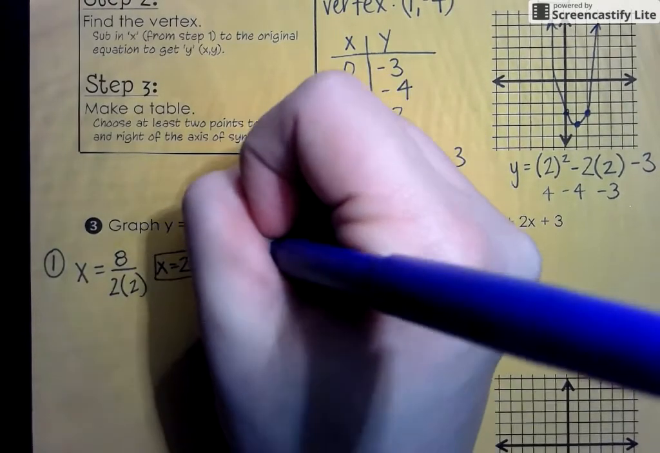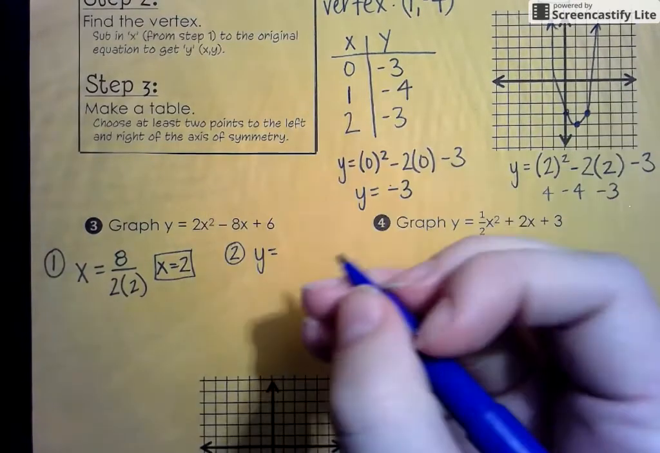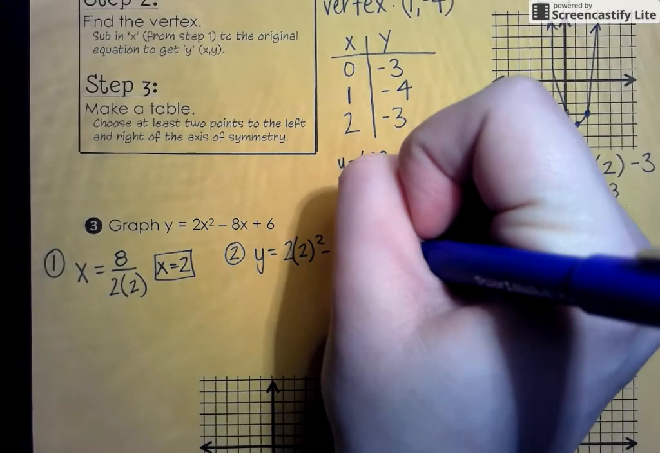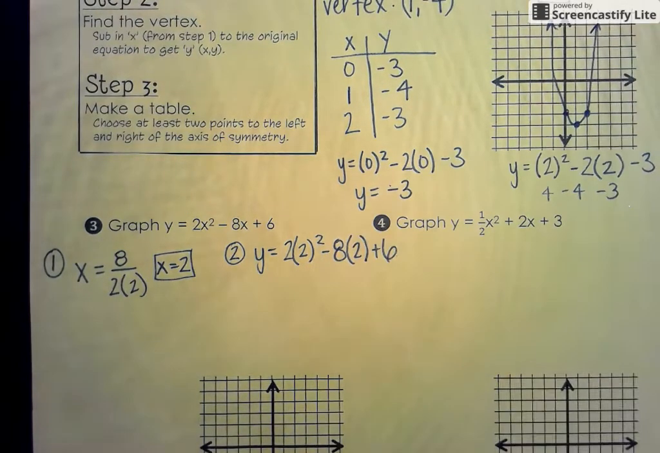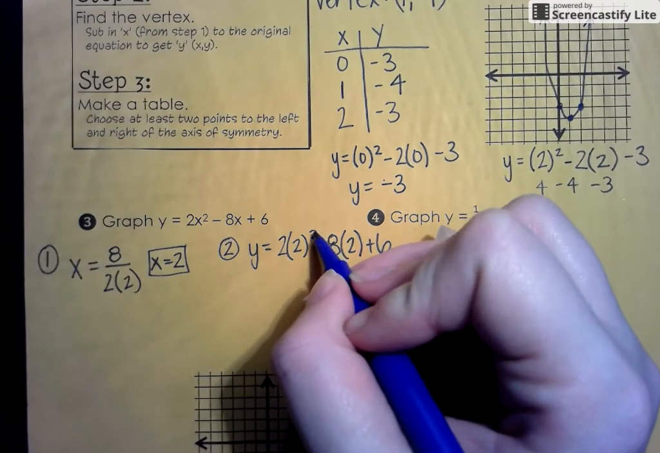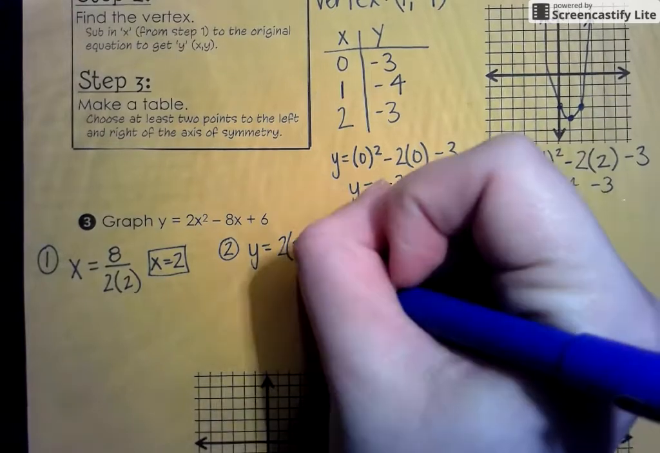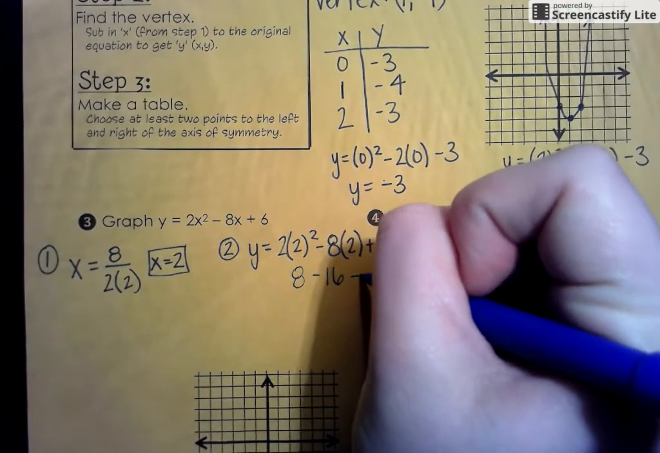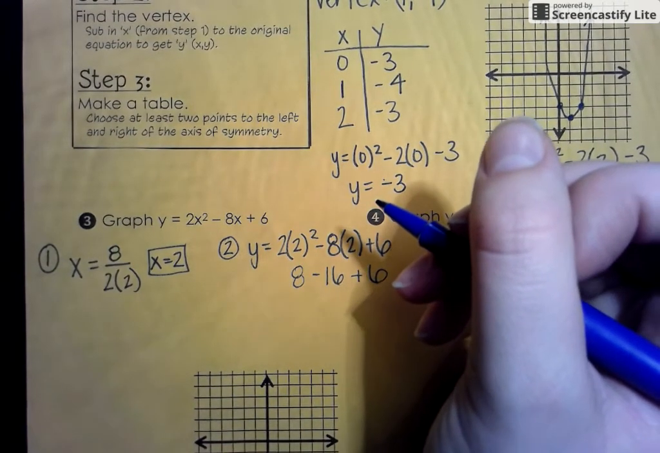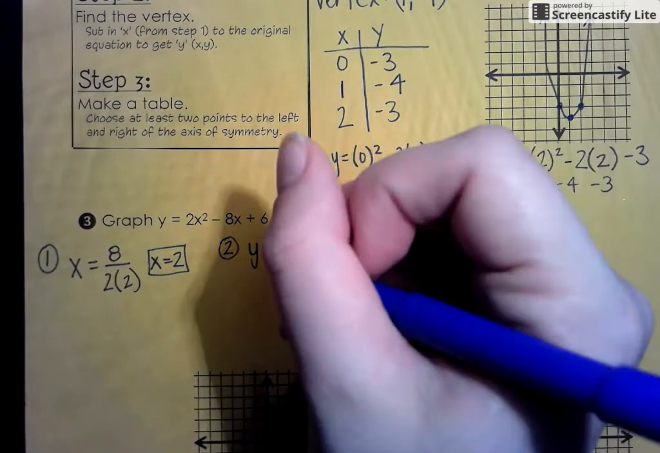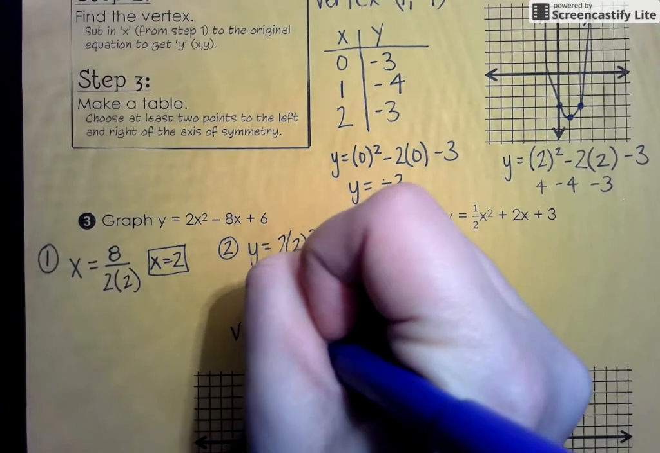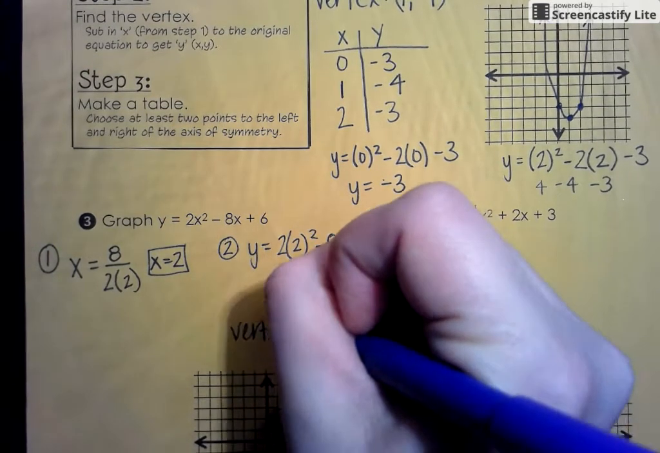My second step is I'm going to find my vertex. So I'm going to put my x into my equation. So I have 2 times 2 squared minus 8 times 2 plus 6. So I would do what's in the parentheses first. So I have 2 squared, which is going to give me 4, times 2. So I have 8 minus 16 plus 6, which is going to give me my y value of -2. So that means my vertex is 2, comma, -2.